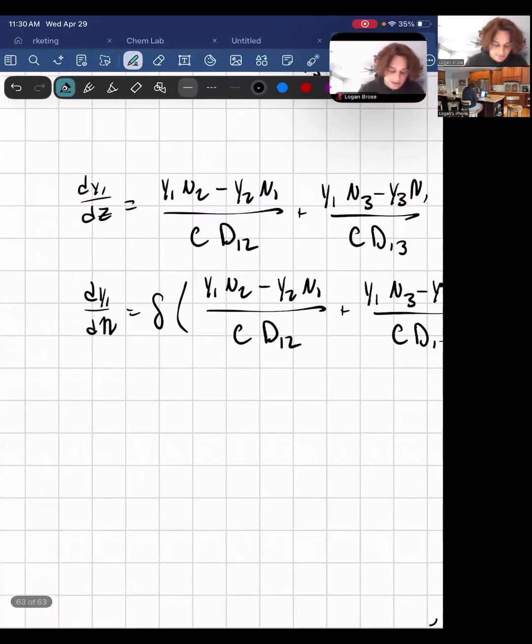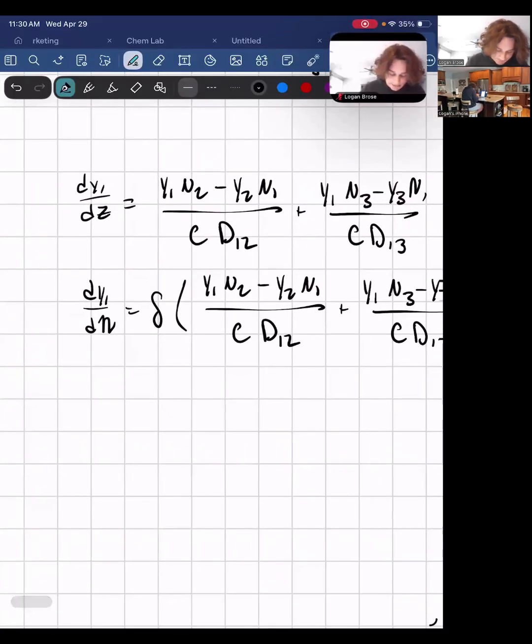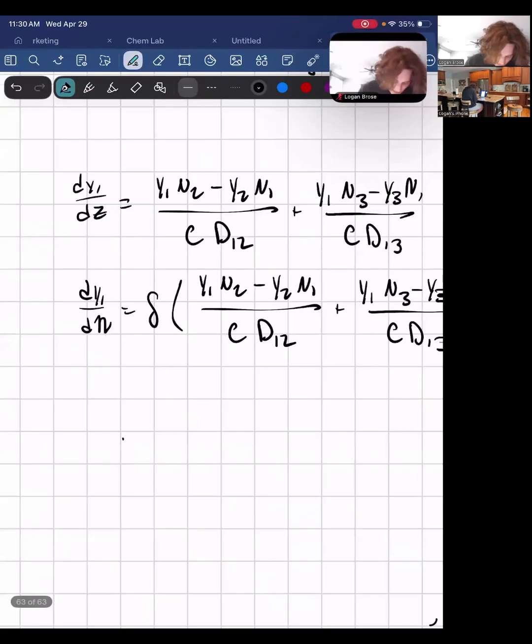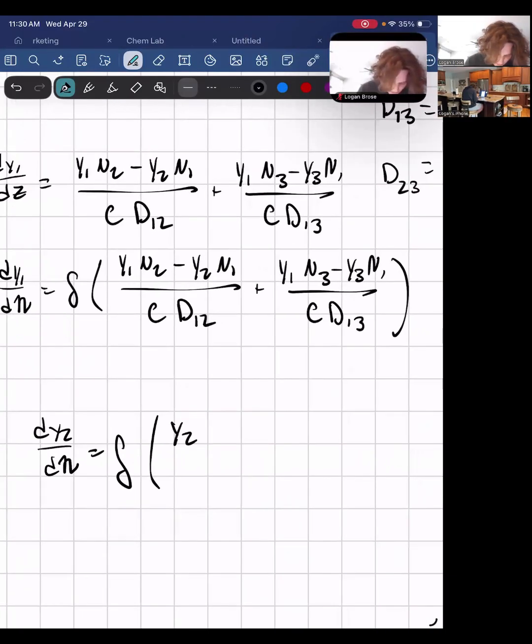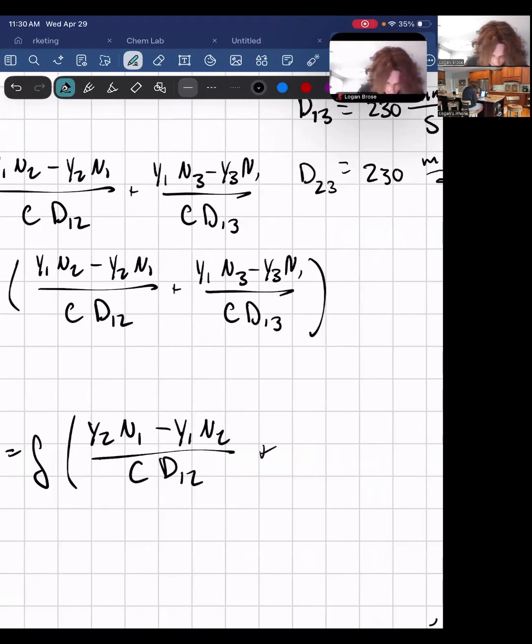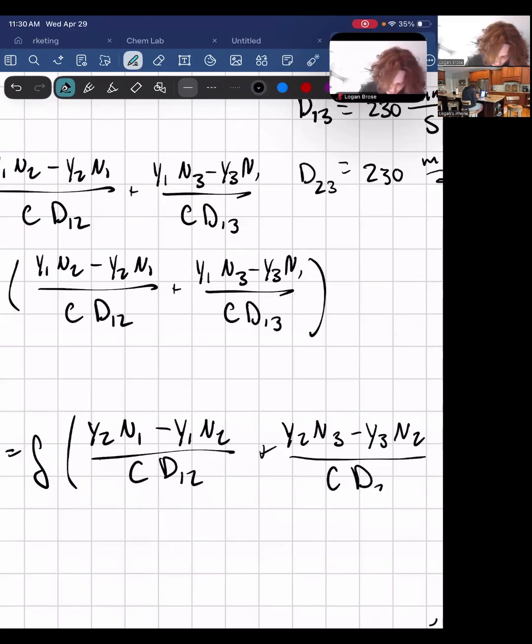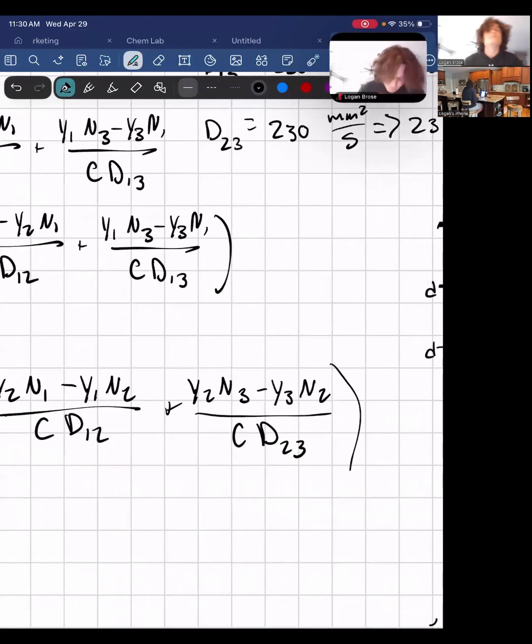We can do the same thing for acetaldehyde, right? And it will be dy2 over d eta, and then it is (y2 N1 minus y1 N2) over C D12, plus (y2 N3 minus y3 N2) over C D23, right? And if you remember last time, we wanted to make an initial guess, right?